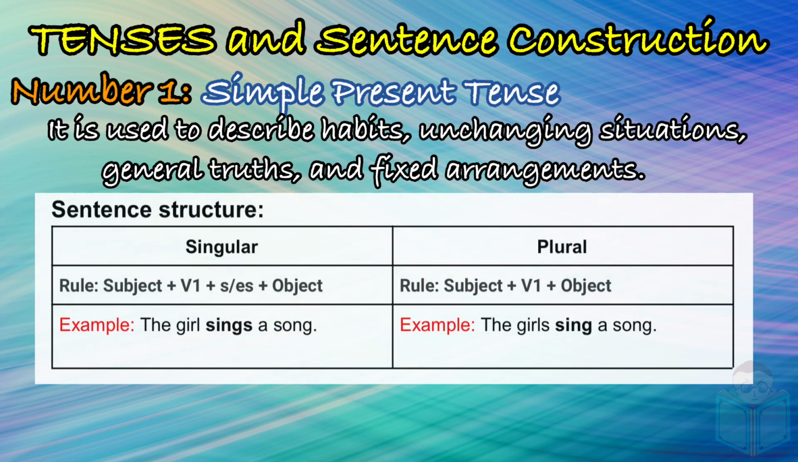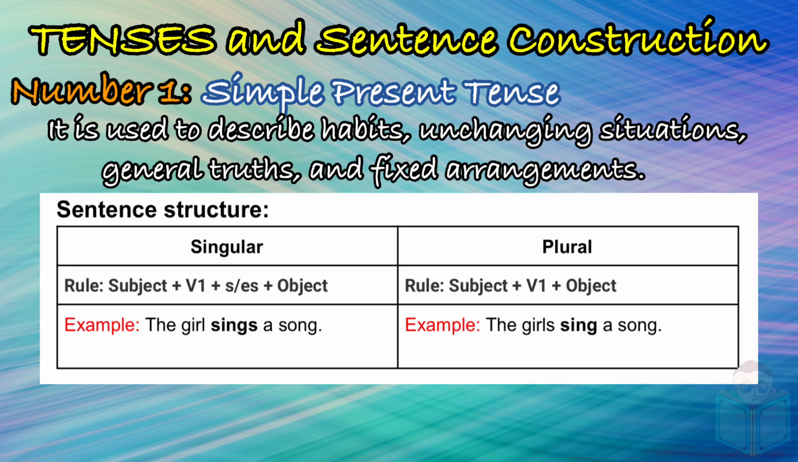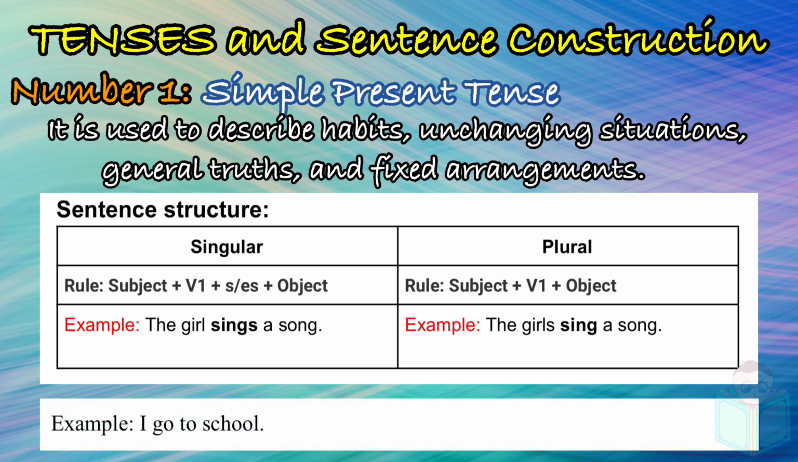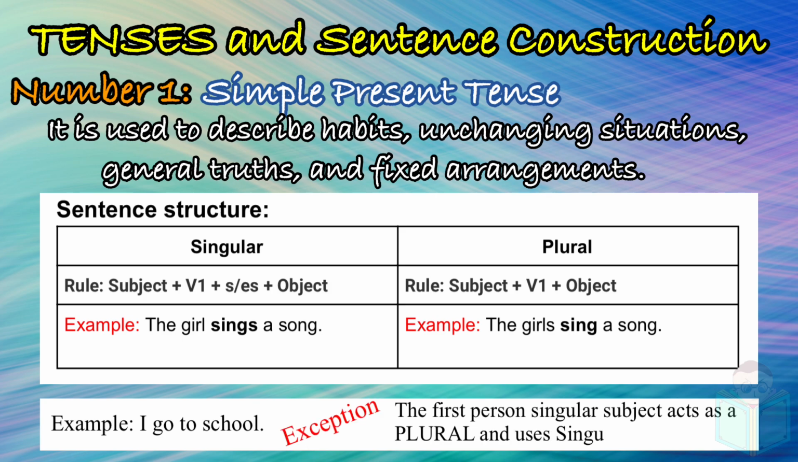Please follow the table provided below for better understanding. For the third person singular number we use the plural form of the verb, and for the third person plural number we use the singular form of verb. The only exception is the first person singular subject where it acts as a plural and uses singular verb form.